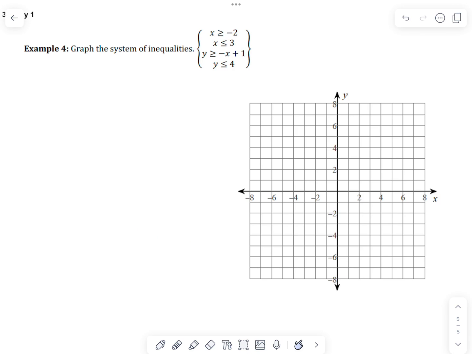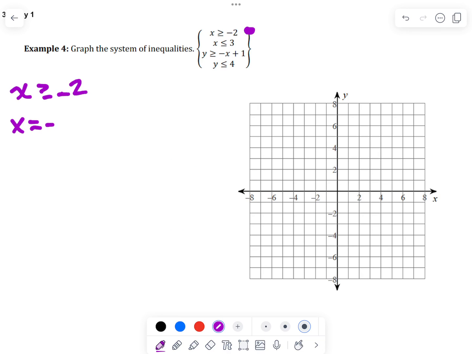Now we have 4 inequalities. So I'm going to start with the top one. The top one is saying x is greater than or equal to negative 2. So that's going to be a vertical line at negative 2. Solid line. And I'm going to label that x equals negative 2.